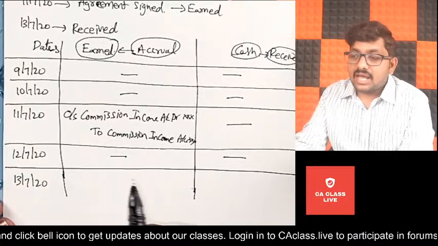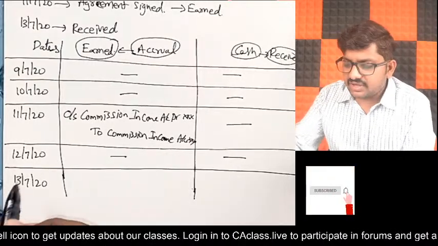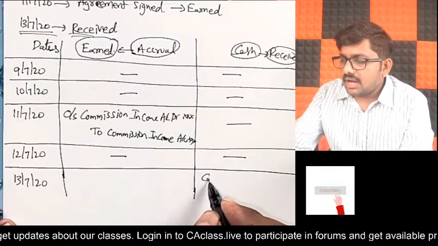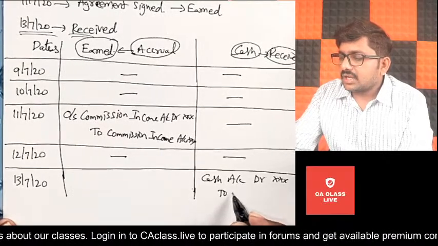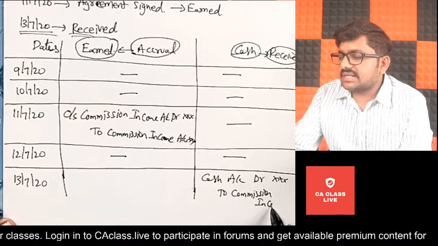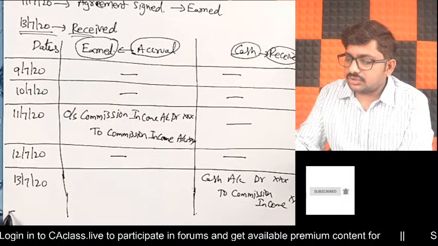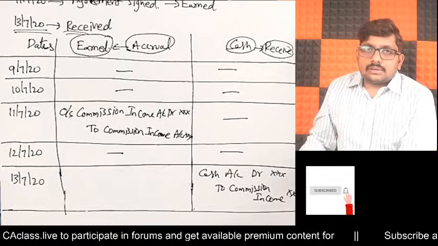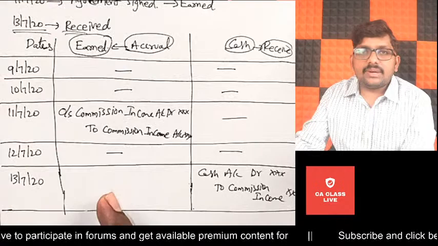Okay, what is happening? As per your cash system, friends, you have to recognize your income as soon as it is received. Yes, I am receiving it on 13th of July. You are receiving it. No problem. I will treat it as my income: cash account debit to commission income. I will recognize my income as soon as it is received. I am receiving my income on 13th of July 2020 because I have received it. But what about earned, my dear friends?